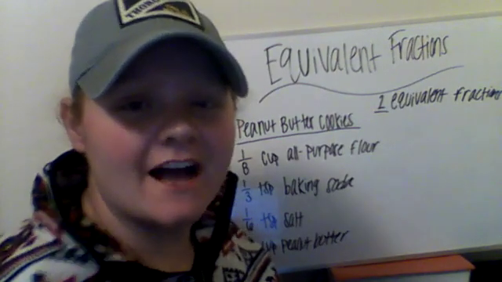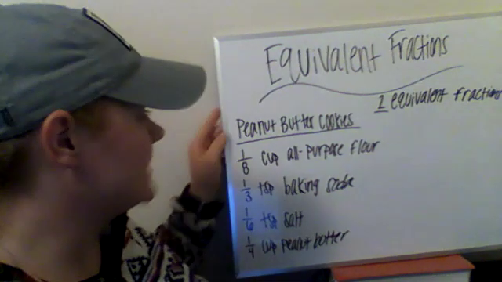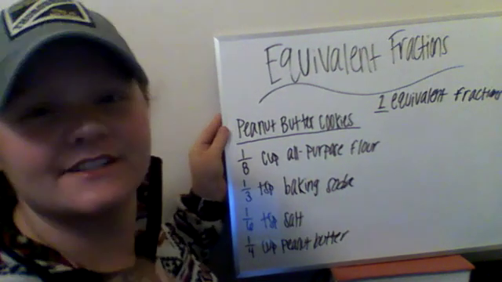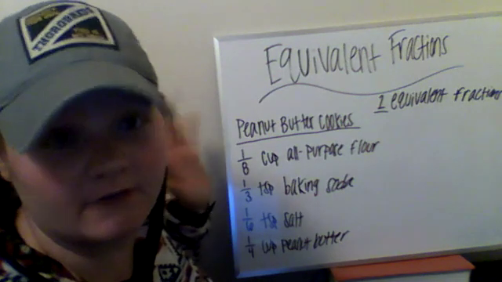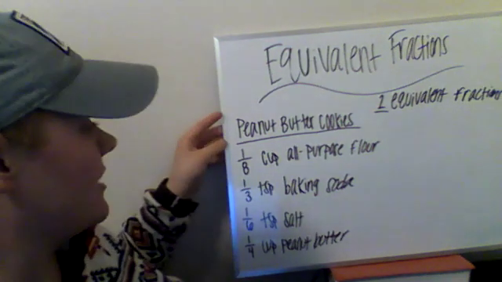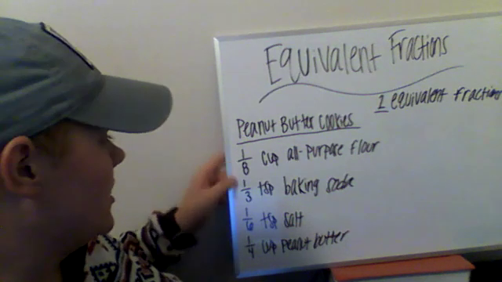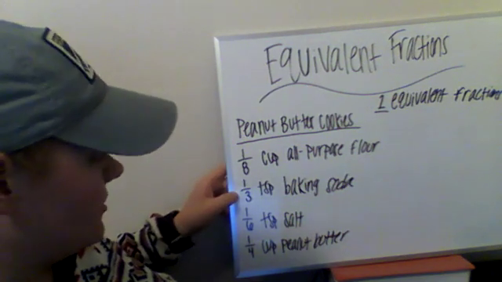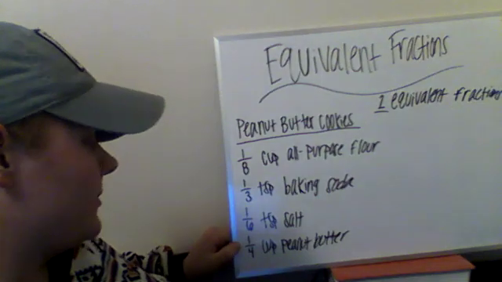Alright guys, I am back with the new recipe, okay? So my new recipe, again, has to do with peanut butter cookies. Since I like peanut butter cookies so much, I decided to get another peanut butter cookie recipe. Okay, so this recipe calls for 1/8 cup of all-purpose flour, 1/3 teaspoon of baking soda, 1/6 teaspoon of salt, and 1/4 cup of peanut butter.